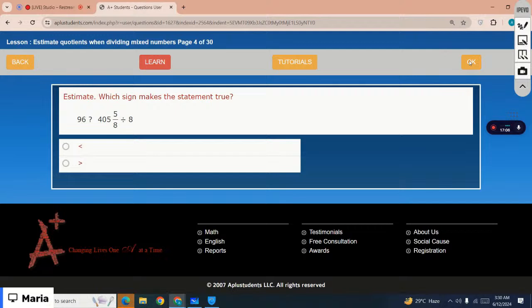96 divided by 405 whole 5 by 8 divided by 8. So which is the correct option?